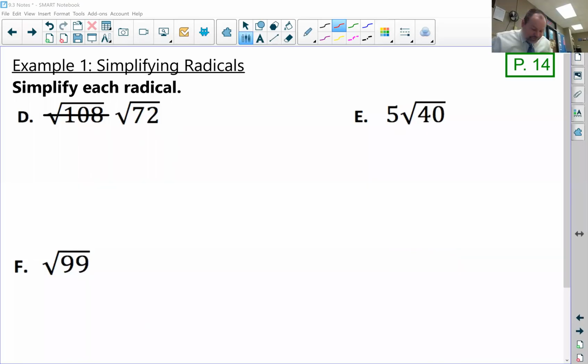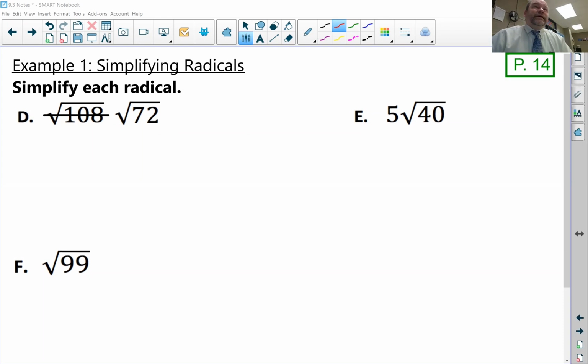Again, for these, I'm going to use the perfect square method. So I always start with the perfect square that's less than my given value. So that page in your packet, I would, again, somehow mark it so that it's easy to find and get to.